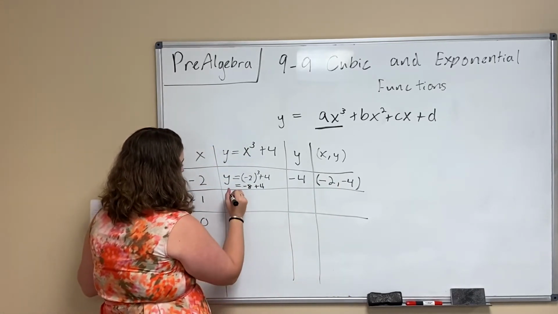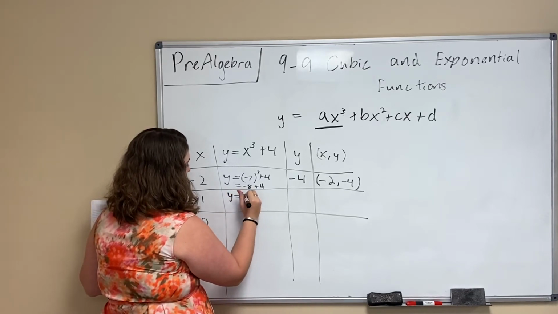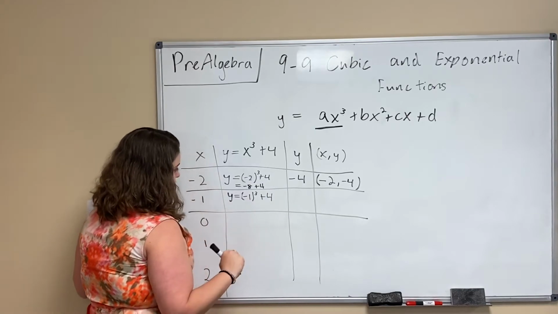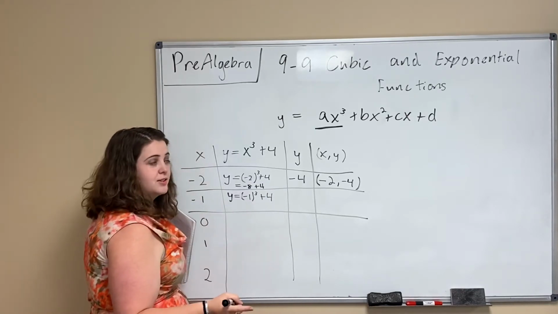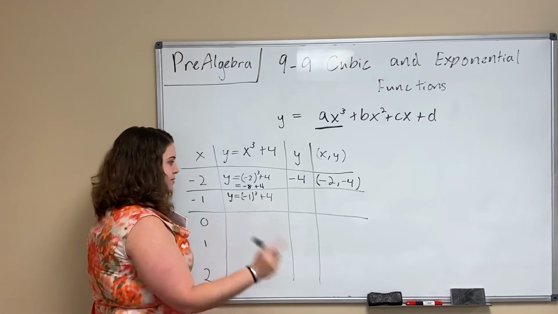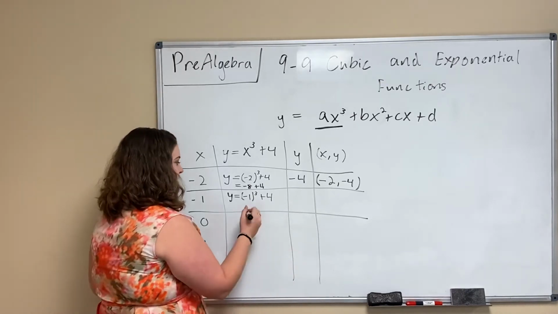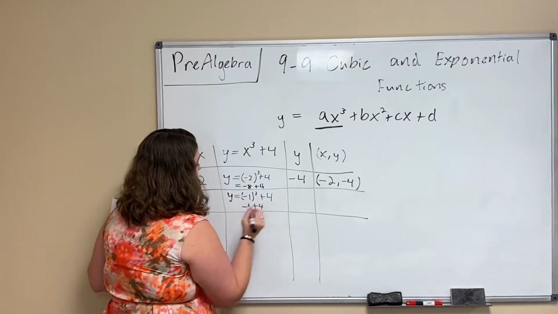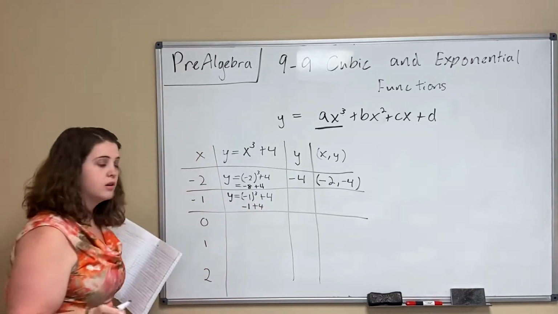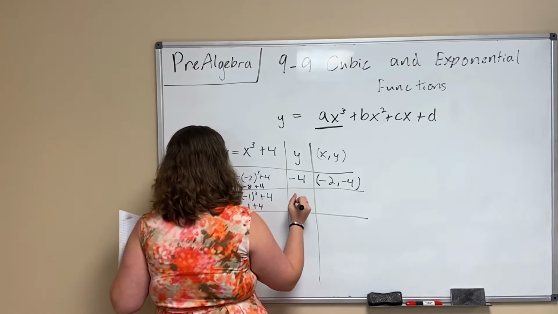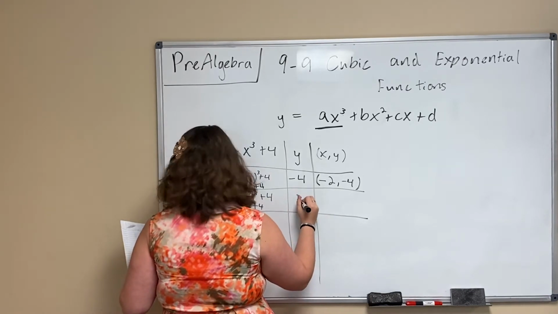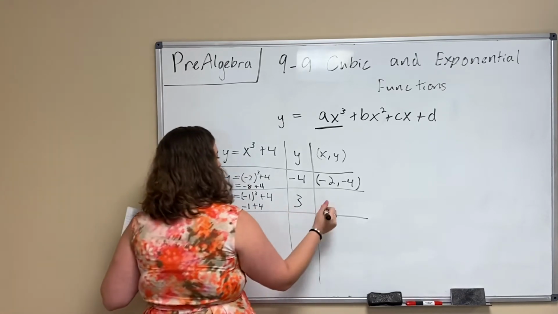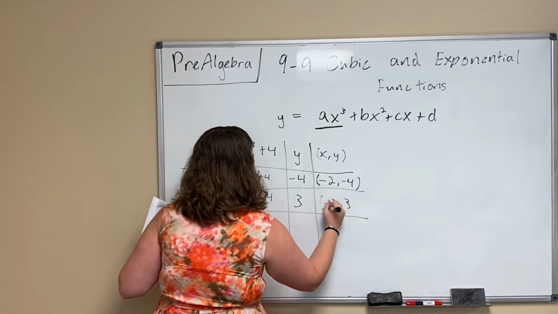All right, let's do -1. When I plug -1 in, I'm going to get y equals -1 cubed plus 4. Now -1 times -1 is +1, and then +1 times -1 is just -1. So -1 cubed is -1. -1 plus 4 is going to give me 3. So when my x is -1, my y is 3.